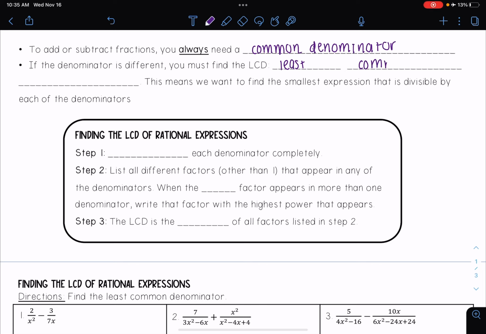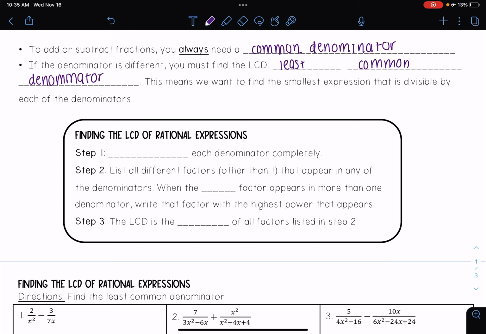common denominator. This means we want to find the smallest expression that is divisible by each of the denominators.